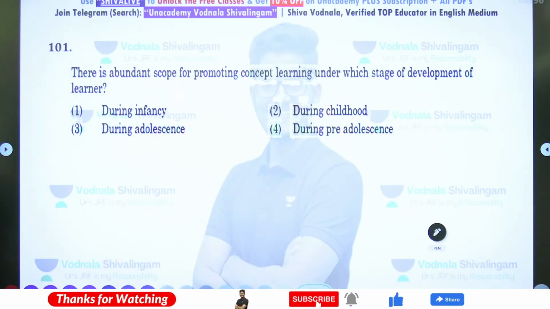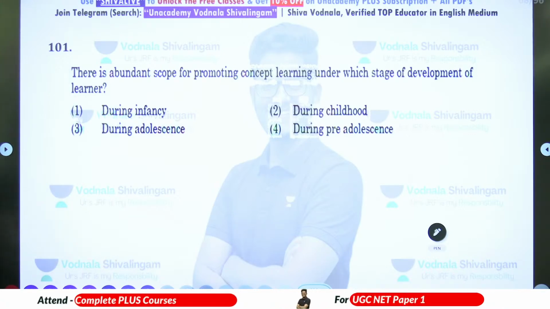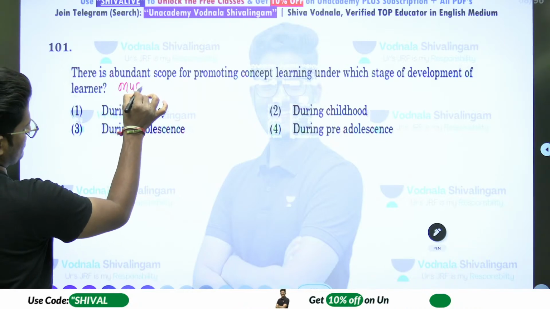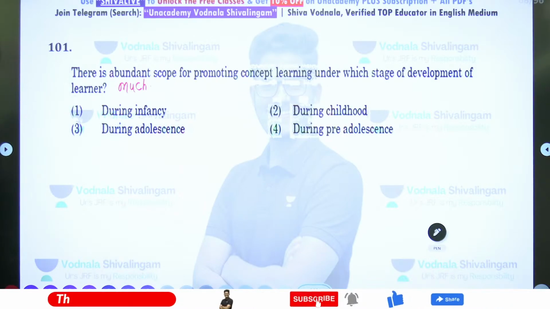There is abundant scope for promoting concept learning under which stage of development of a learner? Abundant means much scope is available. Much scope is available for promoting concept learning under which stage of development?